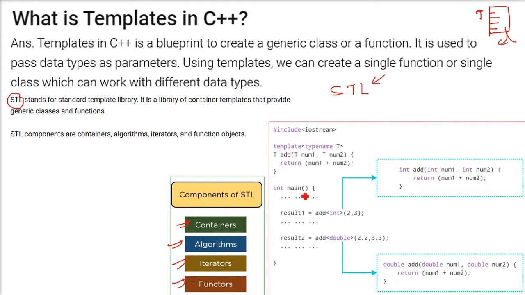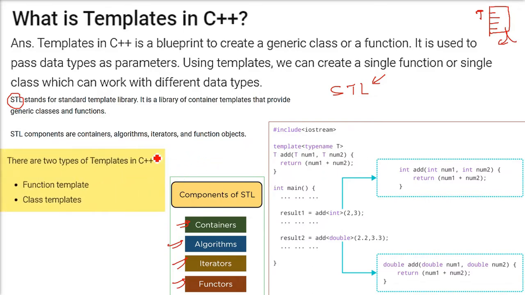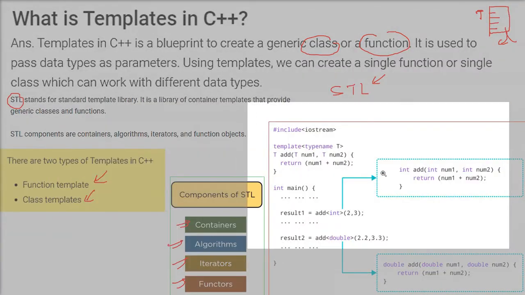So this is the example. I'll just show you how it works. But before that, there are two types of templates in C++. As I said, we can create a generic class or a function. That is why there are function templates and class templates. There are two types of templates. So see the example here.